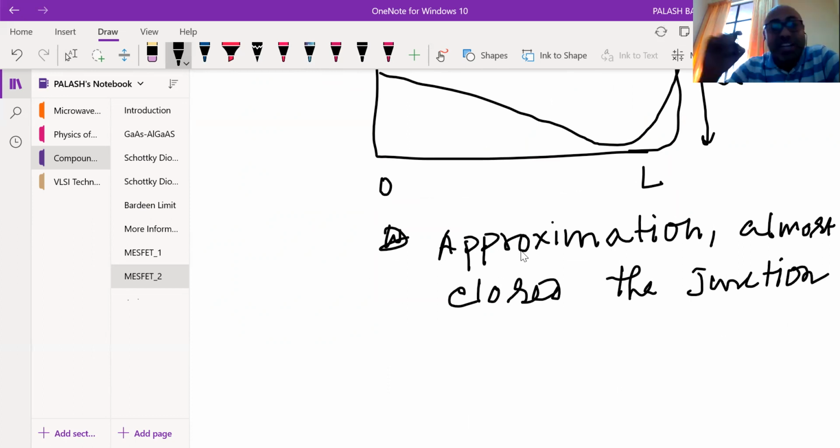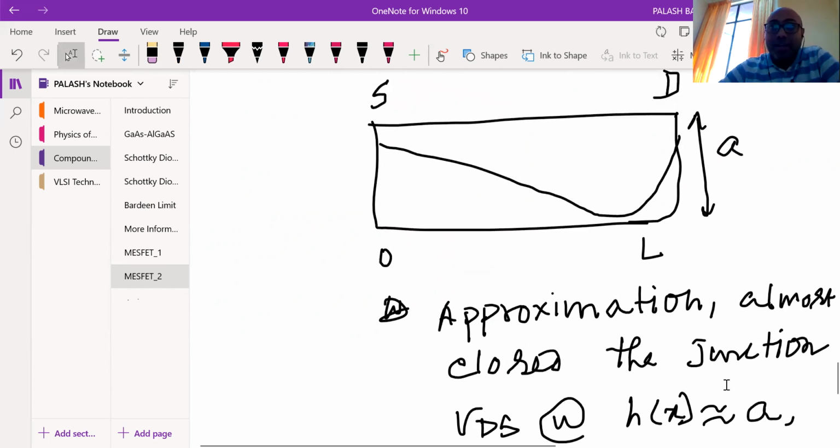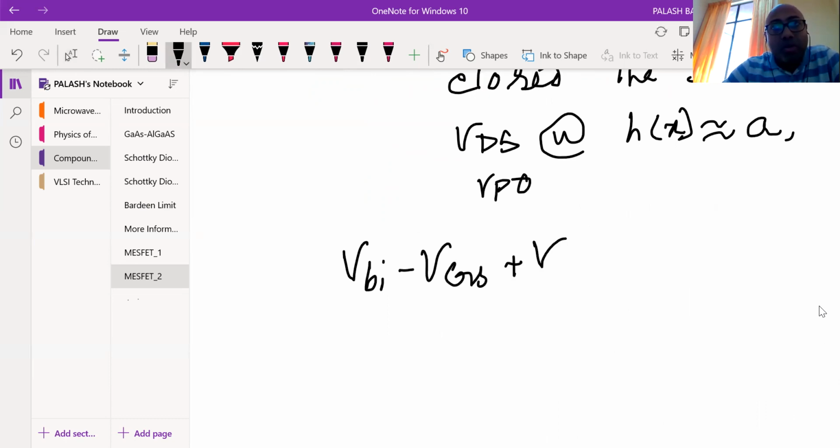And the drain voltage at which the height Hx is very close to A, we are calling pinch off. Try to understand why. We have already defined the condition at which my channel is closed, so I'm calling it the pinch off voltage. Now, with pinch off, VBI minus VGS, we are writing VD SAT.